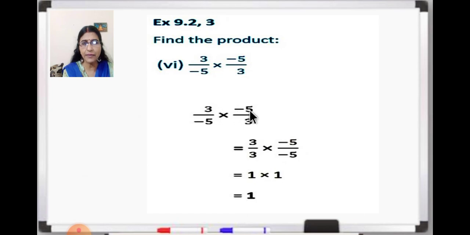3 into minus 5 is minus 15. Minus 5 into 3 is also minus 15. And minus 15 upon minus 15 you can write. And when you reduce these two numbers you will get 1. So your answer will be 1.